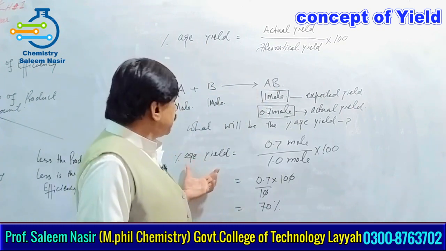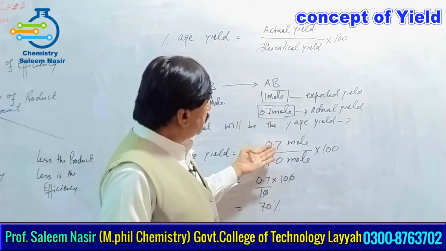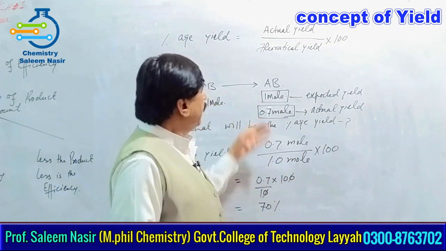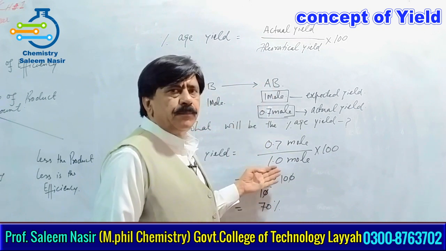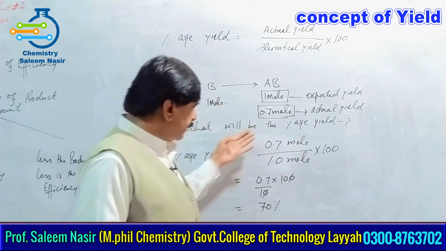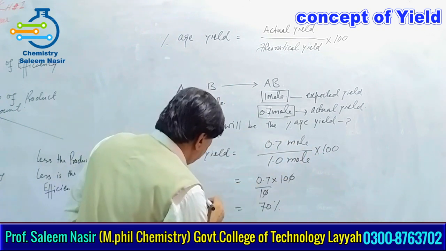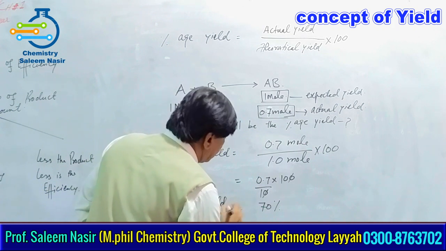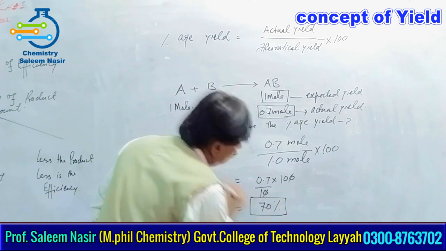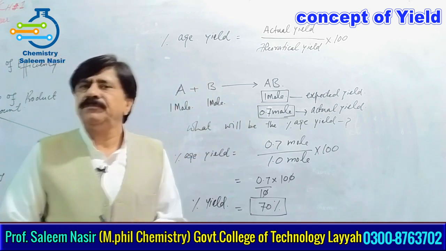The percentage yield is equal to our actual yield, 0.7 mole, divided by our expected yield, 1 mole, multiplied by 100. After calculation, we get that the percentage yield is 70%, and that is the yield of our reaction.